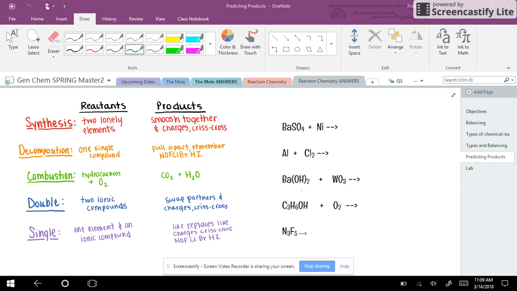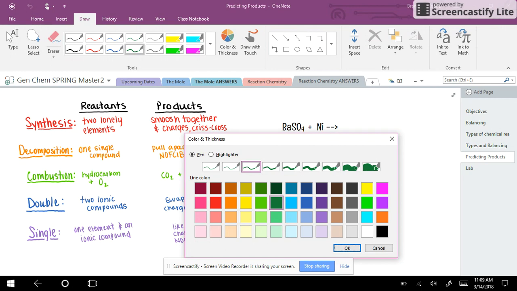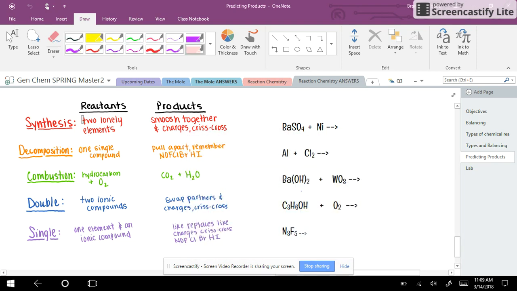So our first one that I wrote out here is synthesis, and you can see that in a synthesis reaction, the reactants, the things that you start with, are 2 lonely elements. When you're trying to identify, you really need to have these identifiers memorized. You just have to recognize them. You have to know them. If I say synthesis, you know 2 lonely elements.